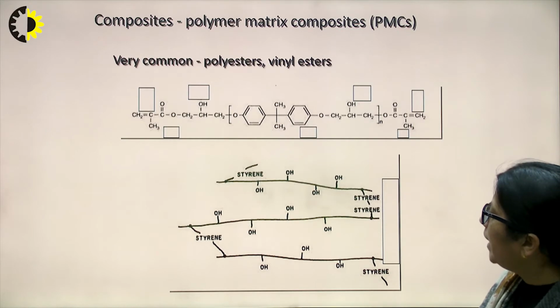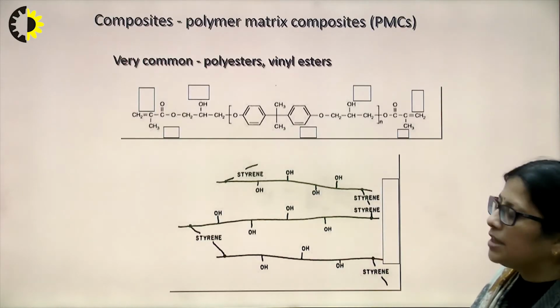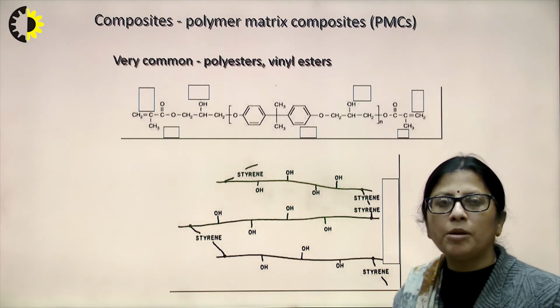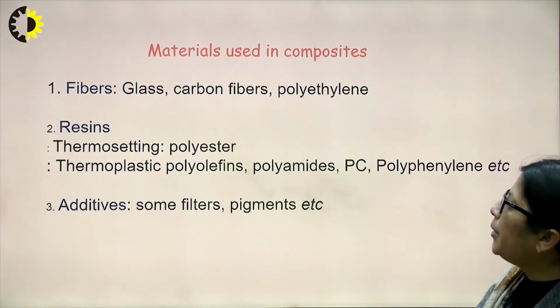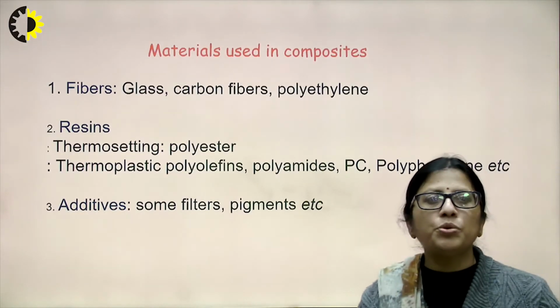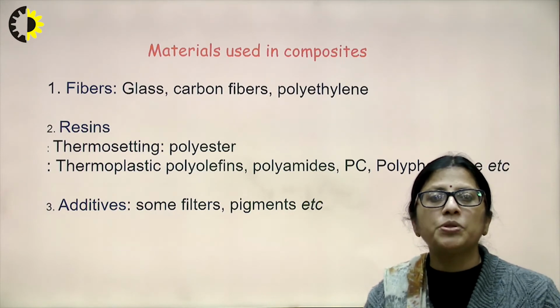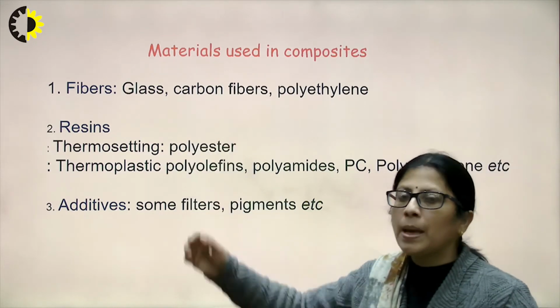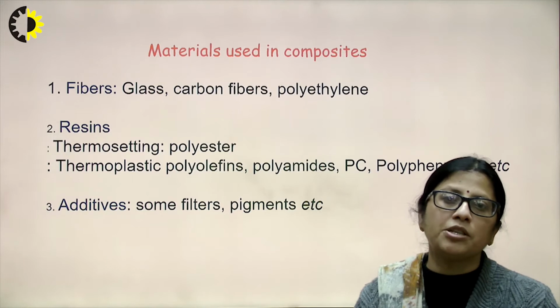Here is another example, which I have taken, of the styrene that we are going to use as the polymer matrix composite. Now, there can be different materials which we can use in composites. The first one is the fibers. Fibers have a long length to diameter ratio.